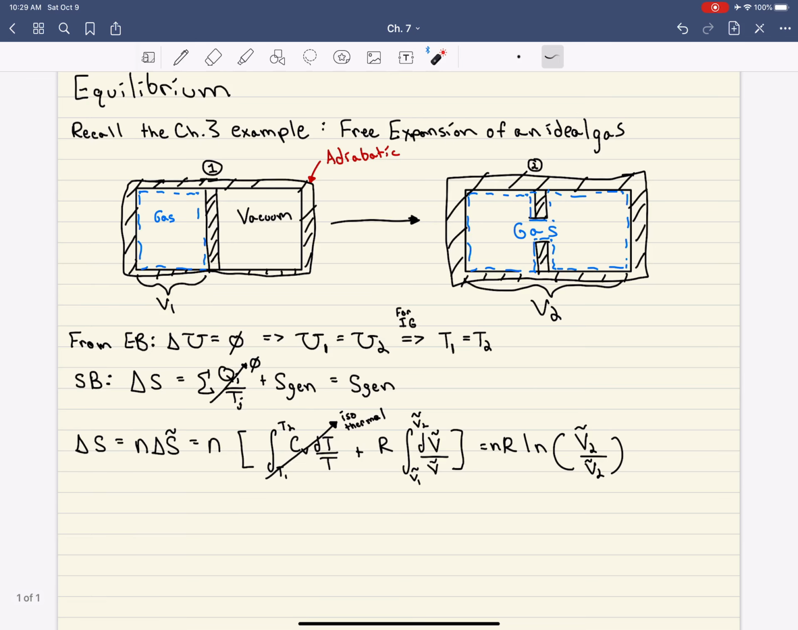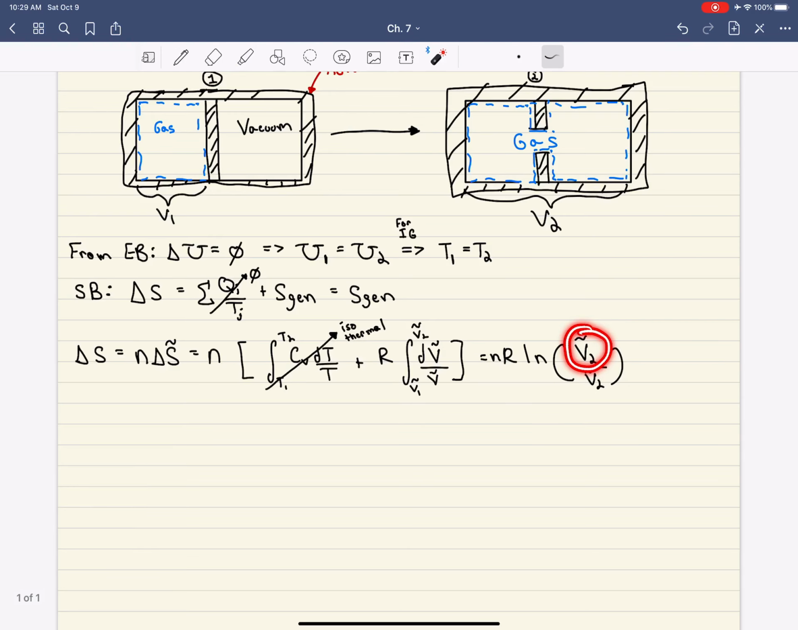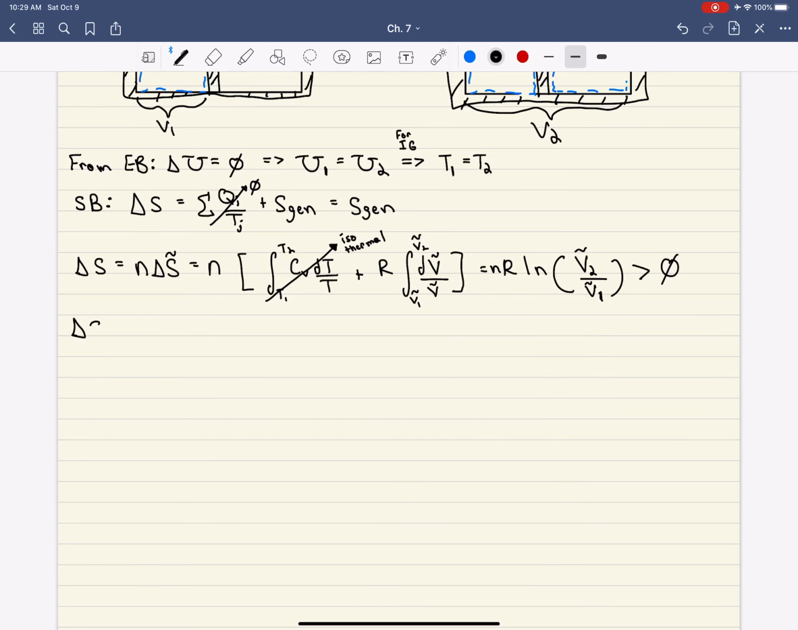Here, if we take a look, the number of moles is the same in both state 1 and state 2, but the volume in state 2 is bigger than the volume in state 1. Molar volume is volume over moles, therefore molar volume 2 is bigger than molar volume 1. And so if that ratio is greater than 1, the natural log is positive, and so our delta S is also positive. And so delta S is equal to S gen. Delta S is positive. That means that S gen is also positive as well.